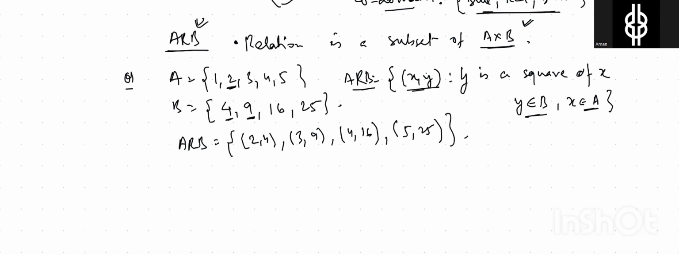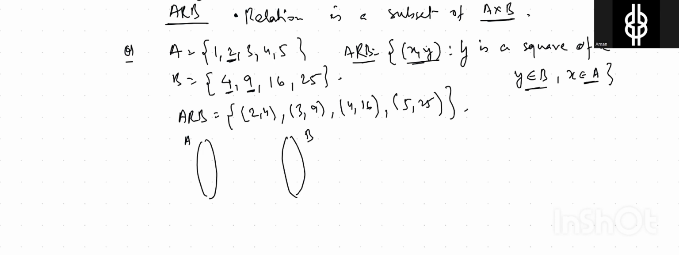If they ask you to represent it with a ray diagram, write A here, write B here, and we write the numbers. In A we have 1, 2, 3, 4, 5, and in B we have 4, 9, 16, and 25. So 1 is not related to anything, but 2 is related to 4, 3 is related to 9, 4 is related to 16, 5 is related to 25.